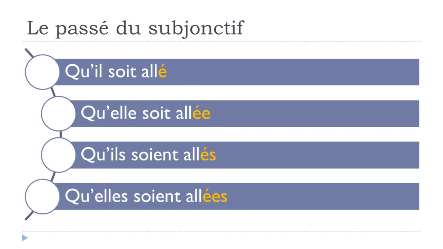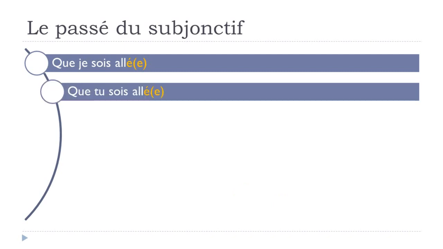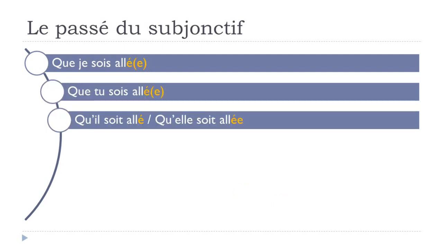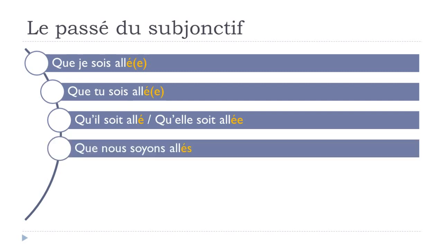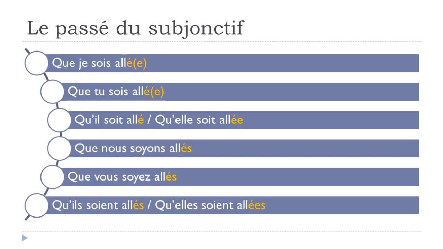Okay? So let's see now the full thing for aller, and it goes like that. Que je sois allé, okay? I won't make the liaison just to make it more clear. Que je sois allé. Que tu sois allé. Qu'il soit allé. Qu'elle soit allée. Que nous soyons allés. Que vous soyez allés. Qu'ils soient allés. Qu'elles soient allées.